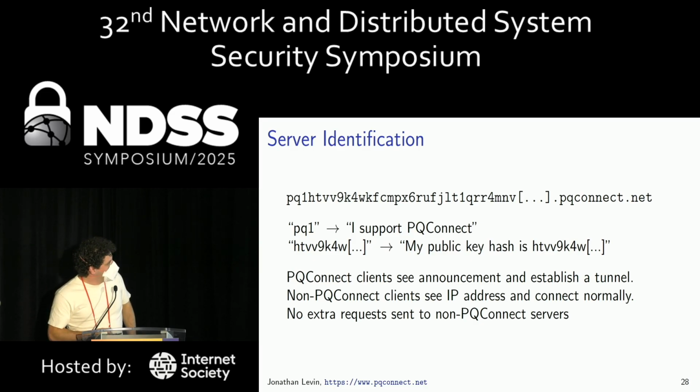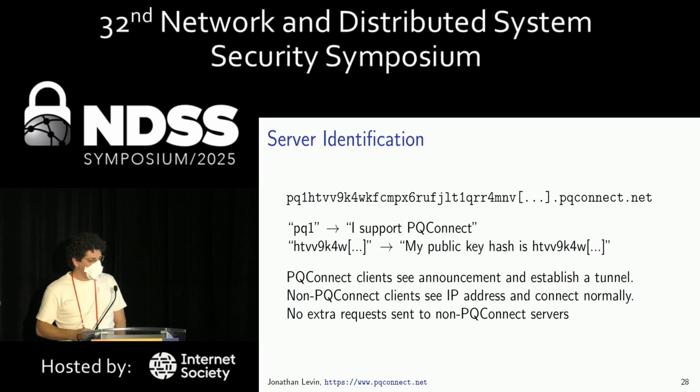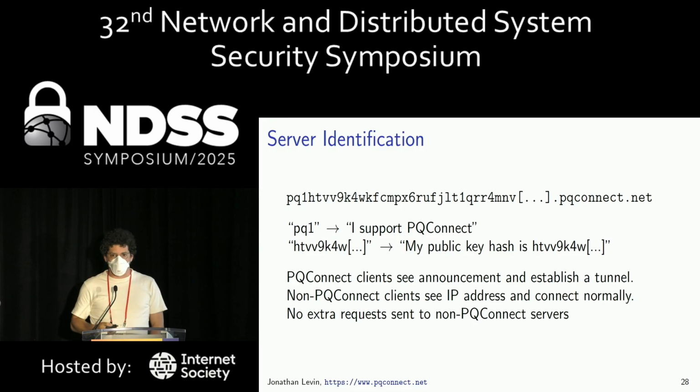PQ1 in this record is just a magic number that advertises support for PQConnect, and the characters that follow it are a base 32 encoded hash of the public key. That's the hash of the long-term server public key for PQConnect. So if you're a PQConnect client, you can see this announcement and use it to establish a tunnel with the server. If you're a non-PQConnect client, you just ignore all the extra information and connect normally. But importantly, no extra requests are sent to the server.